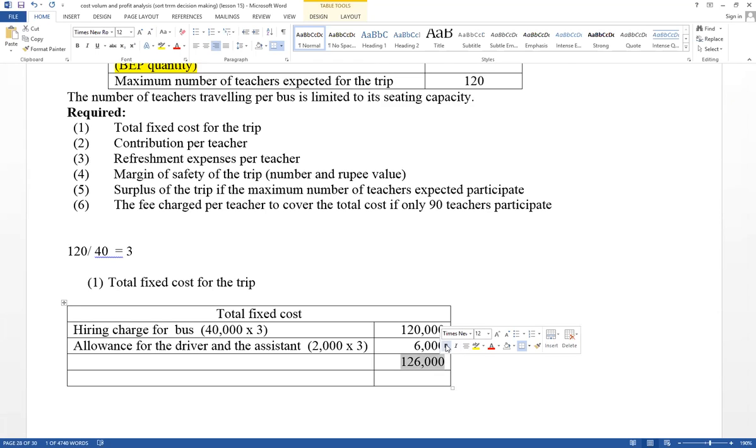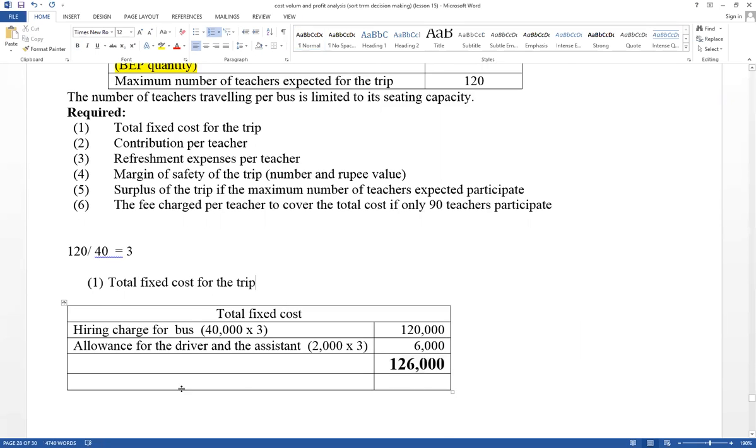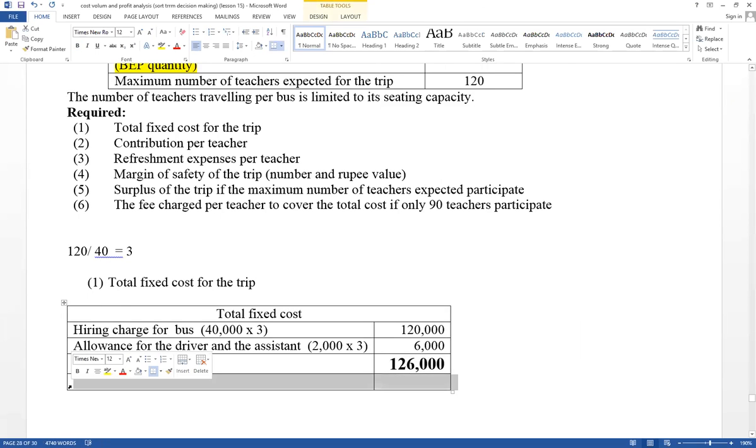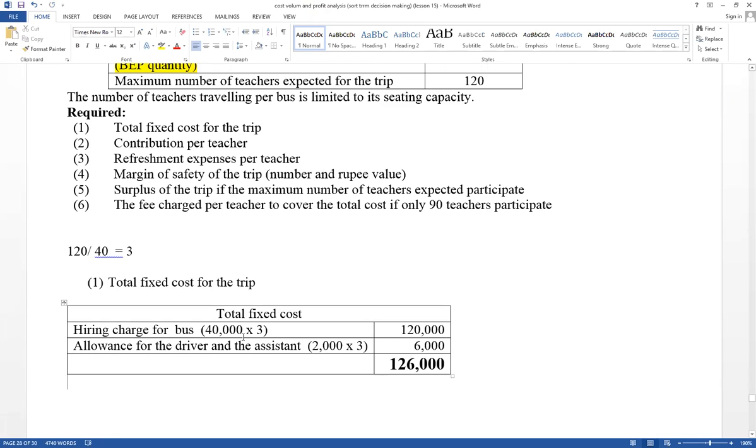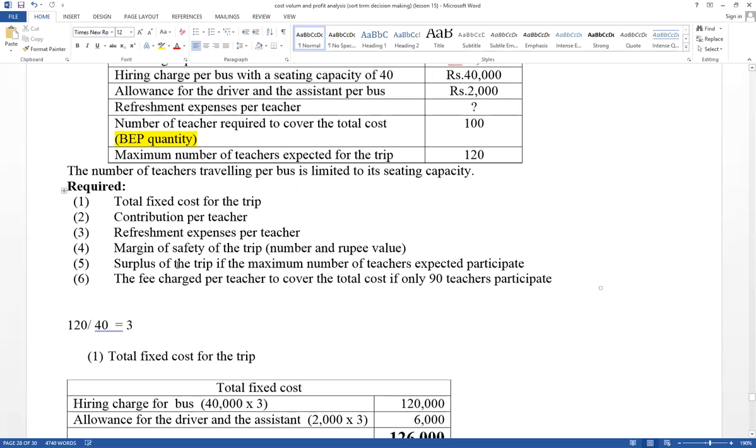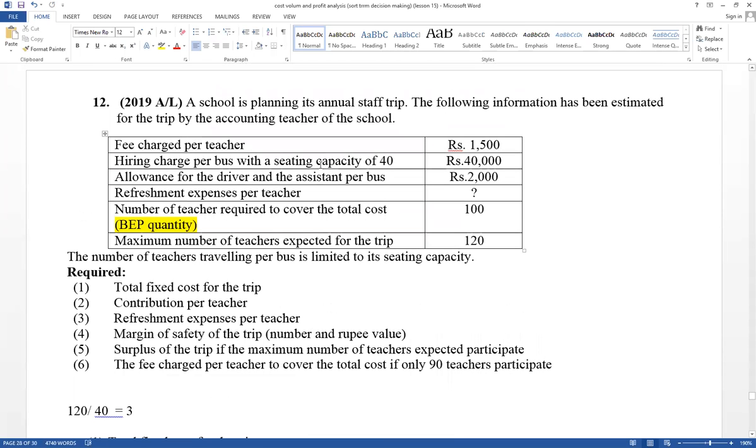Think about how many buses are required. That is the important thing. This is requirement 1: the total fixed cost of the trip. Hiring charges and allowances for drivers and assistants do not vary with the number of teachers, therefore not variable. But it has given the per bus value. Think about the number of buses required. 120 teachers participate. Seating capacity per bus is given as 40. Therefore, we can recognize how many buses are required. The next one, first one okay.